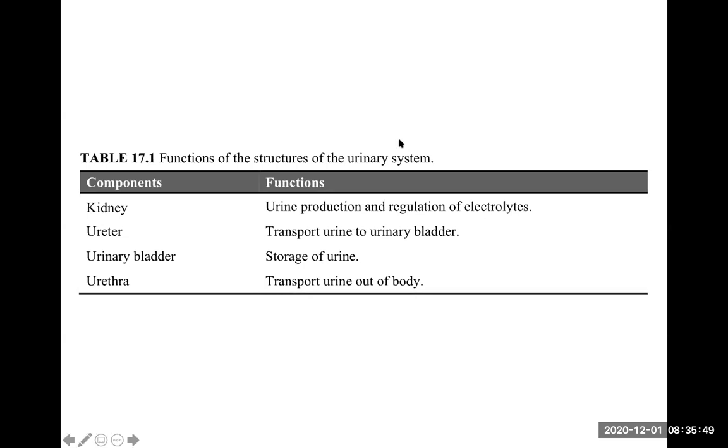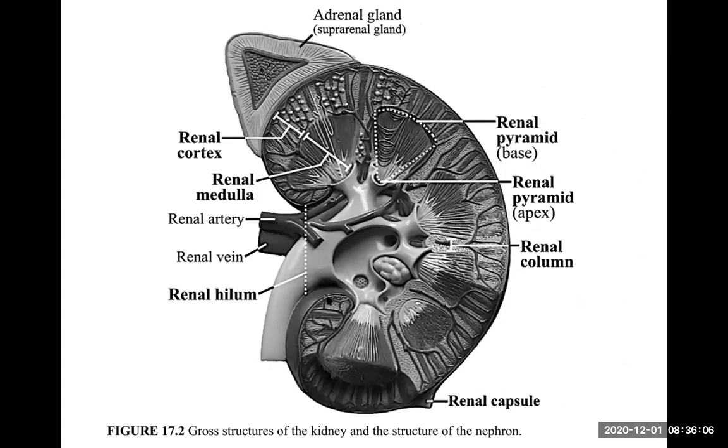The kidney also regulates the regulation of electrolytes. And what that means is your kidneys will either secrete more electrolytes into the urine as waste or absorb them, like sodium, potassium, those electrolytes. So here's the gross anatomy structures of the kidney and the structures of the nephron. And we'll cover this in lecture as well.